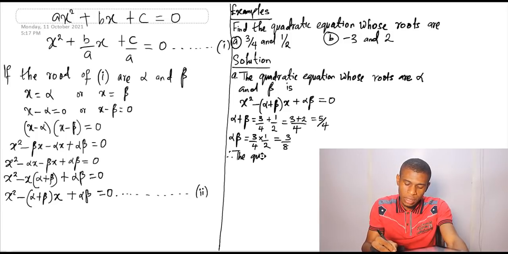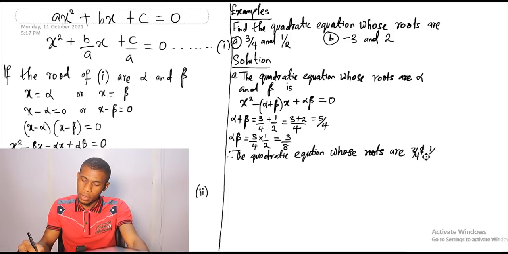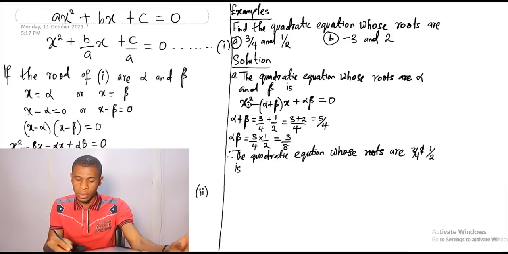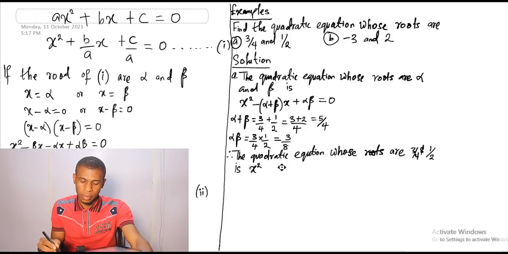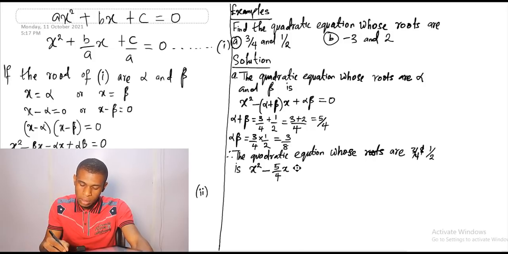Therefore, the quadratic equation whose roots are 3 over 4 and 1 over 2 is, I have x squared here, I have minus here. Now my value for alpha plus beta is 5 over 4, so I have 5 over 4 x. Plus, I have plus. My alpha beta, you go and check, is 3 over 8, equal to 0.